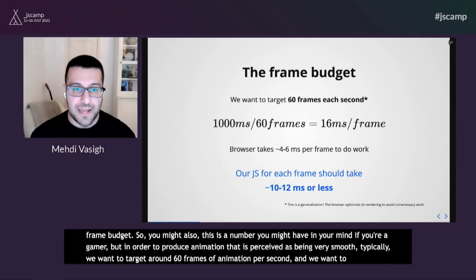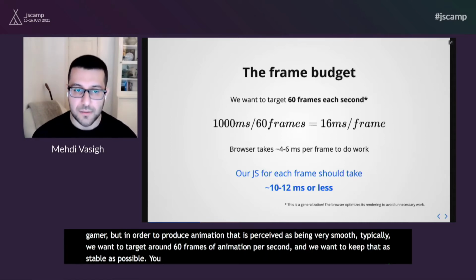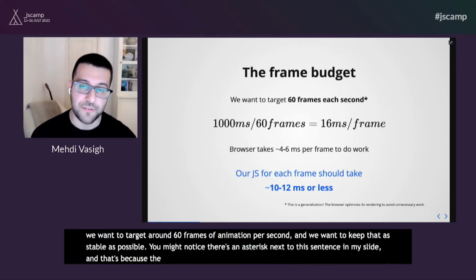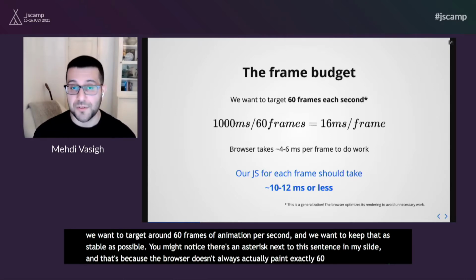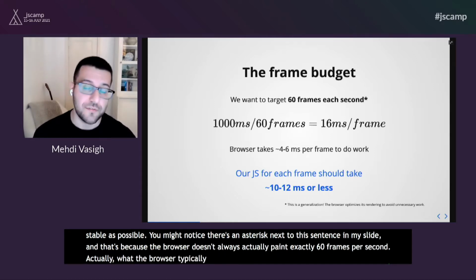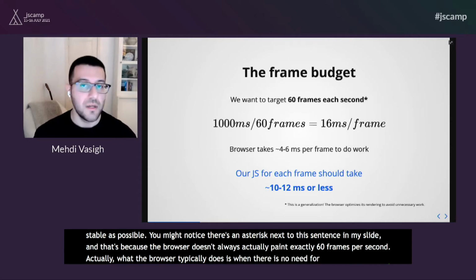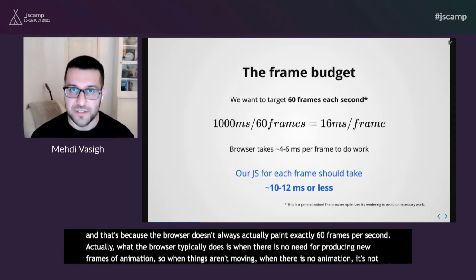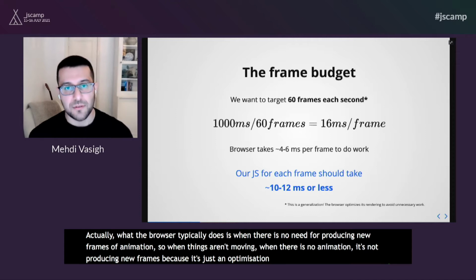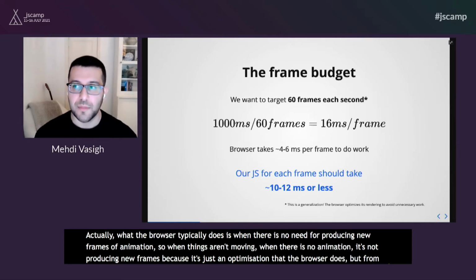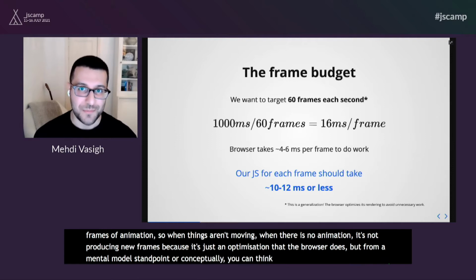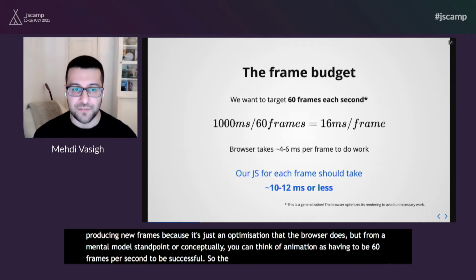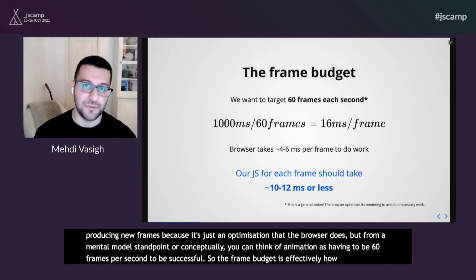Now you might notice there's an asterisk next to this sentence in my slide, and that's because the browser doesn't always paint exactly 60 frames per second. What the browser typically does, when there's no need for producing new frames, so when things aren't moving and there's no animation, is not produce new frames, as an optimization. But from a mental model standpoint, you can think of animation as having to be 60 frames per second to be successful. So the frame budget is effectively how much time you have to produce one frame of animation.